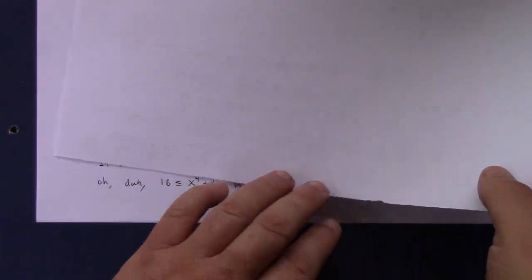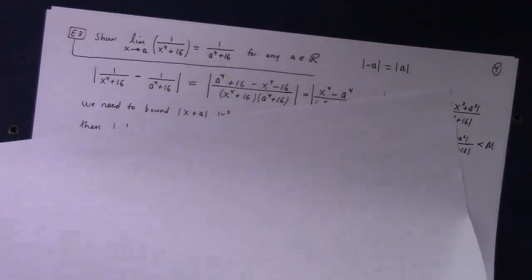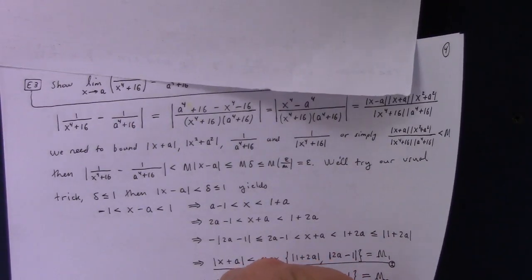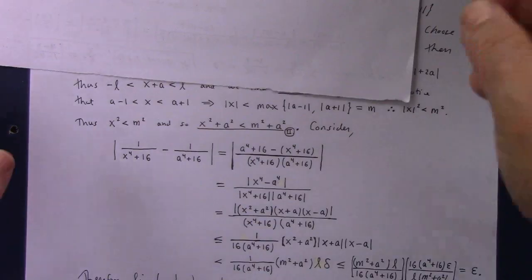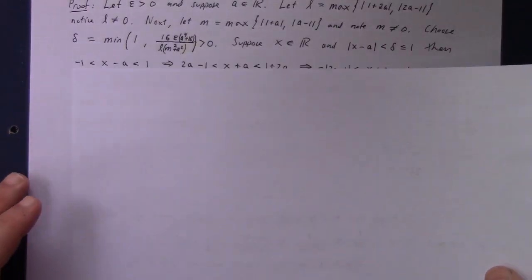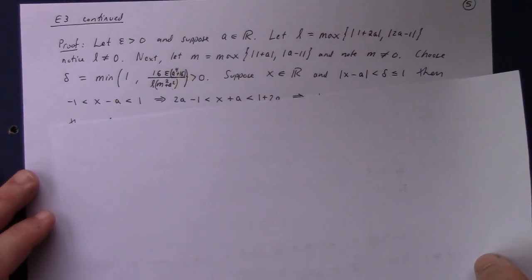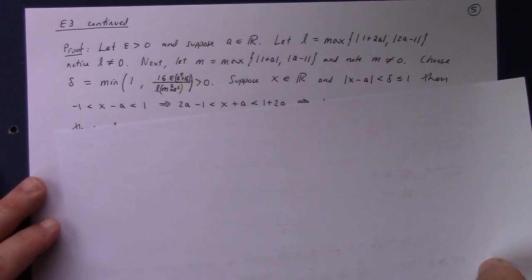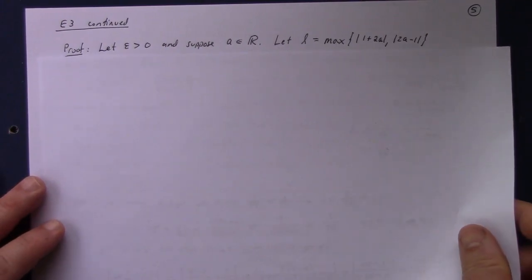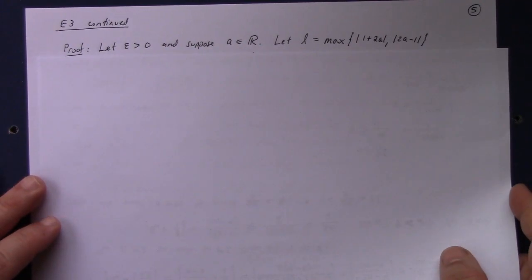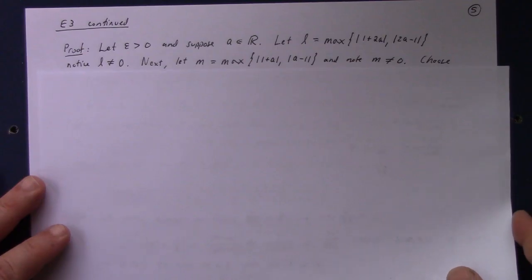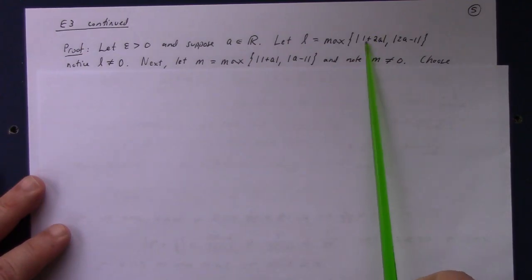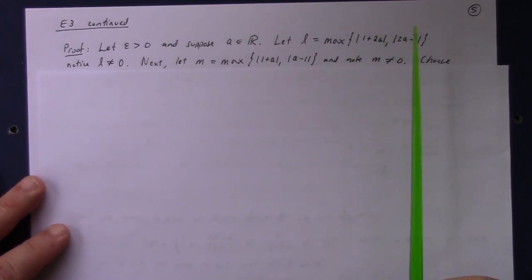When I actually wrote out the proof, I realized that I was a little bit too naive in my scratch work. Sometimes that happens, because I think I was forgetting about the a to the fourth plus 16. So continuing here, let epsilon be greater than 0. Suppose a is a real number. I'm going to let L be the maximum of 1 plus 2a and 2a minus 1. And I'm going to notice that L is not equal to 0, right? If one of these is 0, the other one's not, and vice versa.